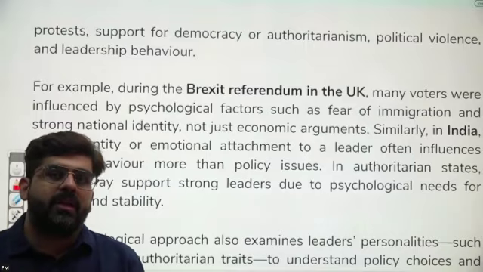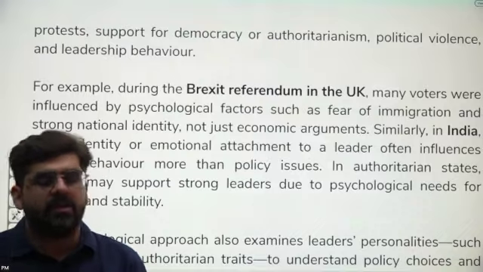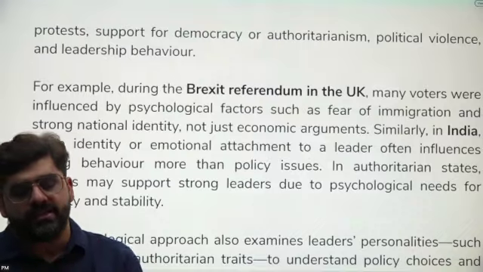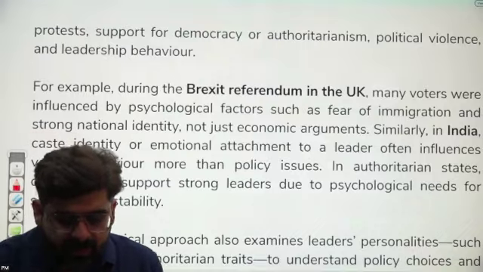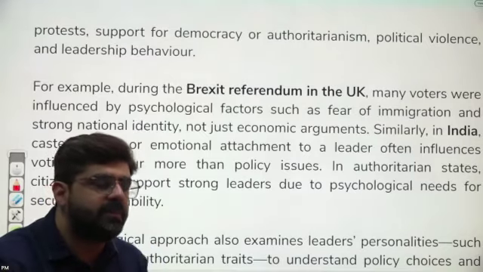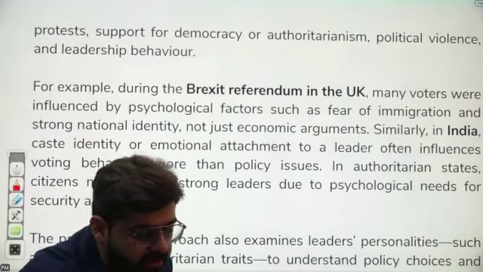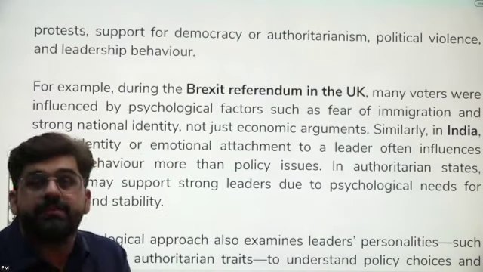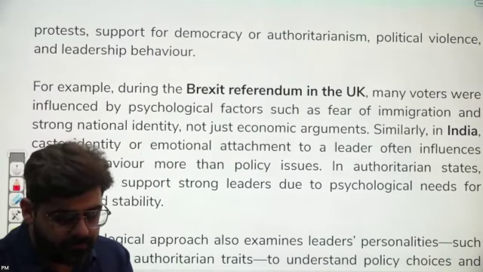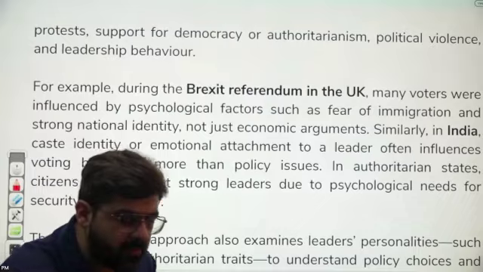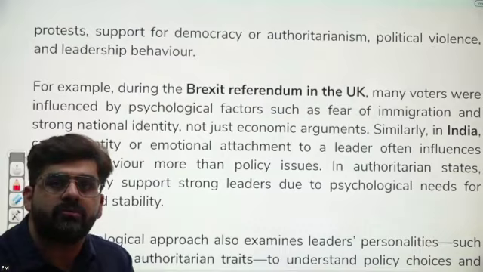Why? People give importance to charisma, people give importance to important leaders, and that's how their psyche works. Their psyche works on these parameters. Okay, so this is something which the psychological approach tries to understand.